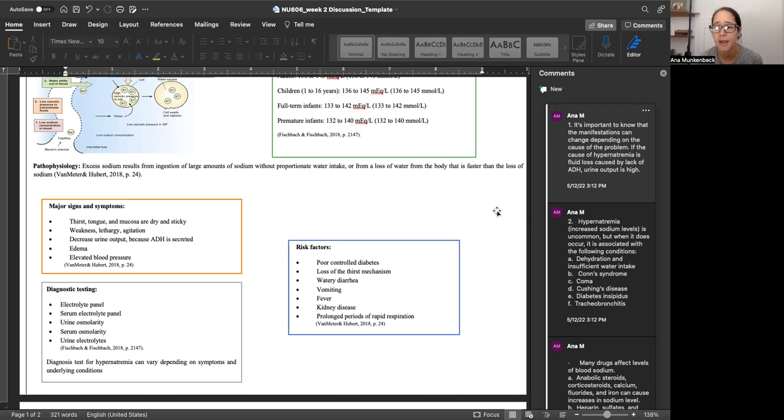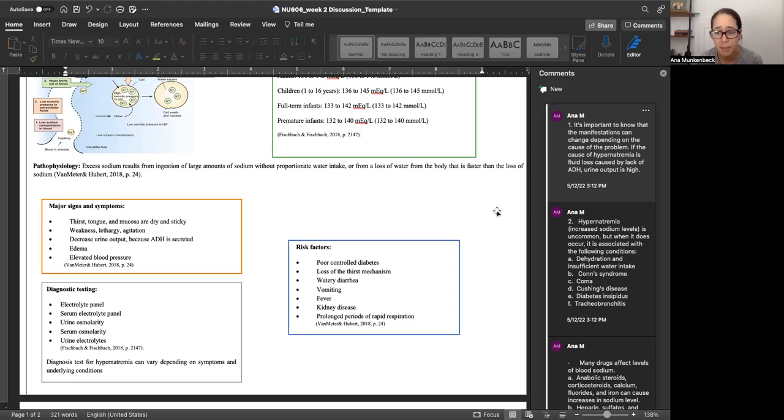I do have to say that it's important to know that the manifestations can change depending on the cause of the problem. So if the cause of the hypernatremia is fluid loss caused by lack of ADH, the urine output is high. So that is important to know.